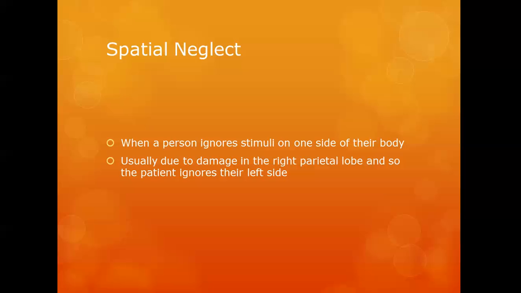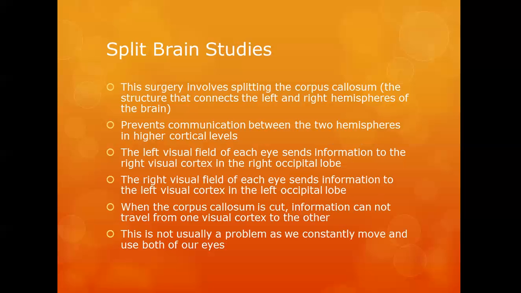Split brain studies, we know that some people that have severe epilepsy have their corpus callosum split, and we know that the corpus callosum is a structure that connects the left and right hemispheres of the brain. So by splitting these, basically what it does is prevents communication between these two hemispheres, and basically the communication that is happening is the sensory and motor information crossing over. So it stops that information crossing over when need be.